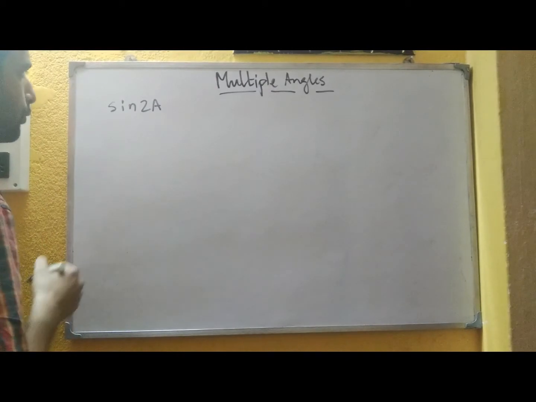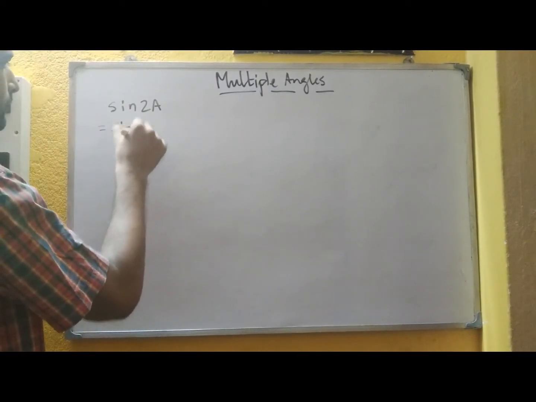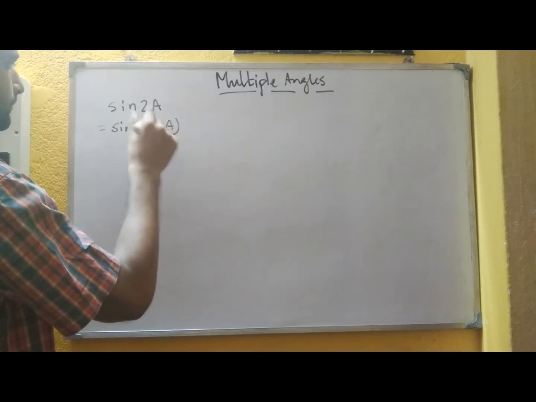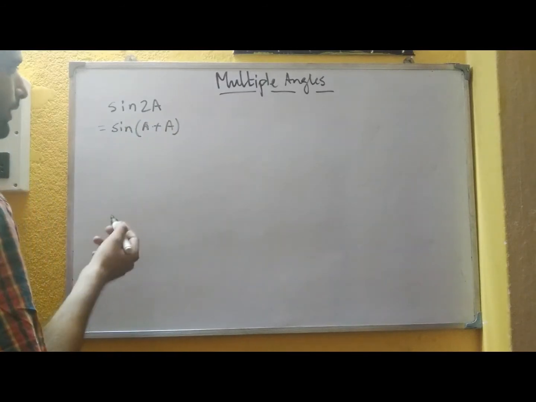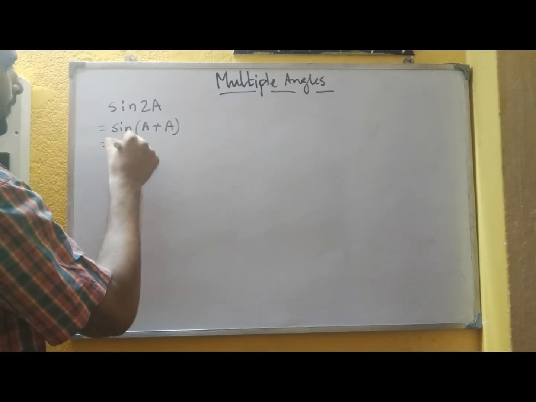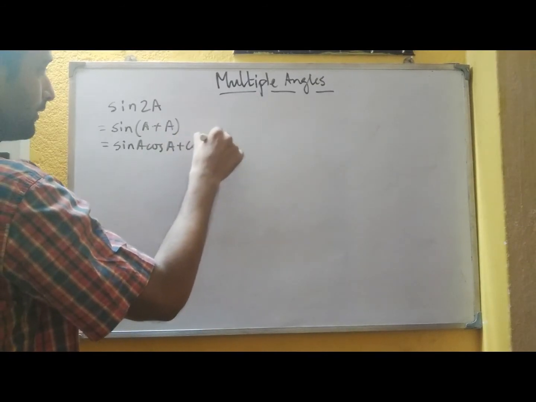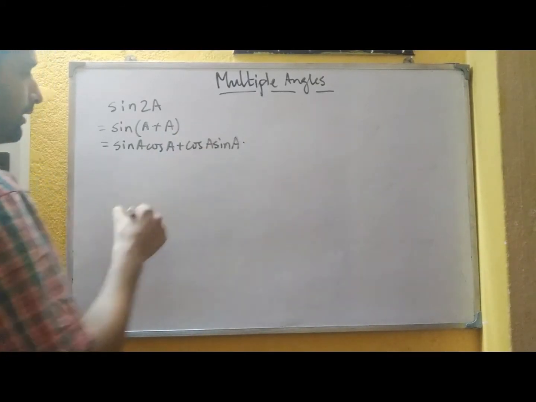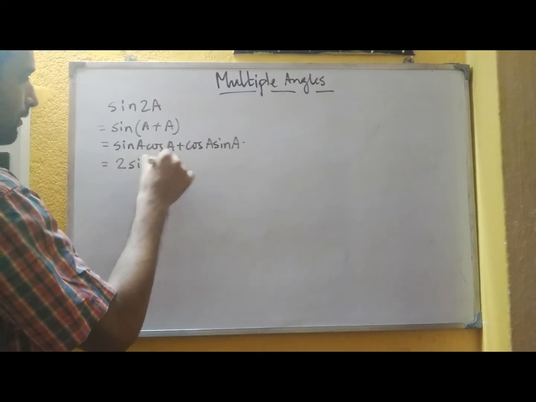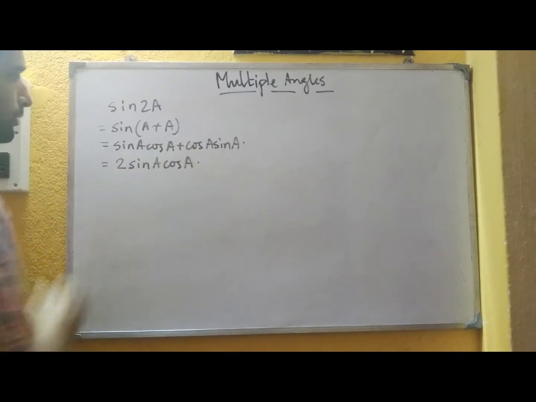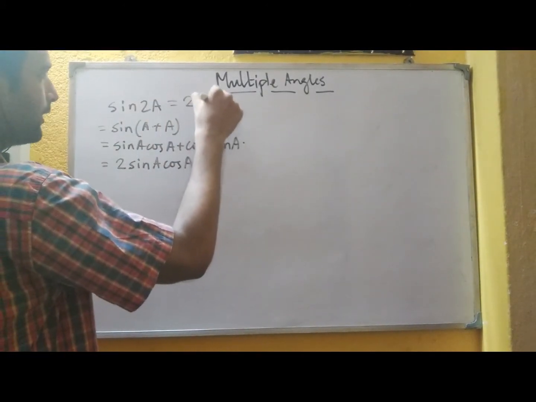the basic angle 2A. So see, we can write it as sine of A plus A. As we know the formula for compound angles, we can easily write sine A cos A plus cos A sine A. Simple thing. And we can see that it will simplify to 2 sine A cos A. So we can write the formula of sine 2A as 2 sine A cos A.